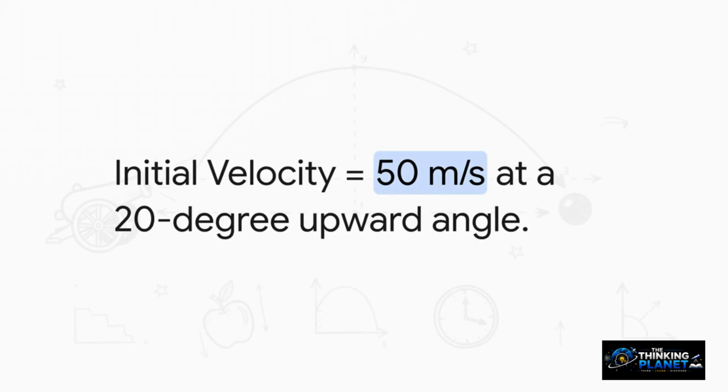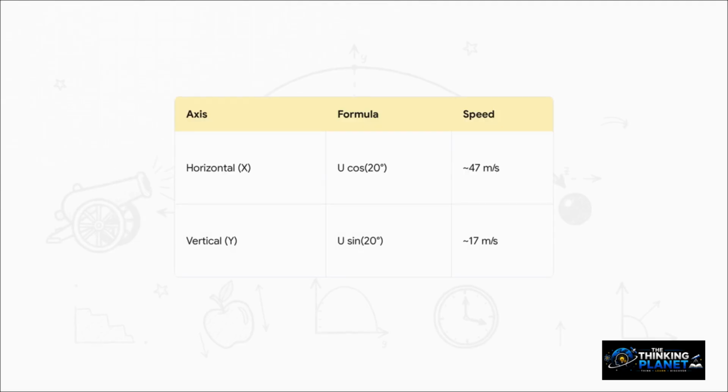Imagine you throw a ball incredibly fast, an initial velocity of 50 meters per second. But you don't throw it straight up and you don't throw it straight forward. You launch it into the air at an upward angle of 20 degrees. This brilliantly illustrates how the magic of trigonometry breaks that one single throw into our two distinct dimensions.